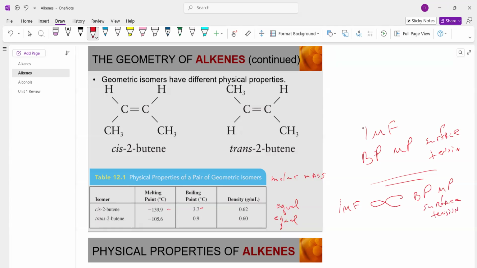So, cis, because the boiling point's higher, has a higher IMF. It's supposed to be an F, not a P. And the reason for that is the trans can lay closer together than the cis. Cis kind of bump into each other.